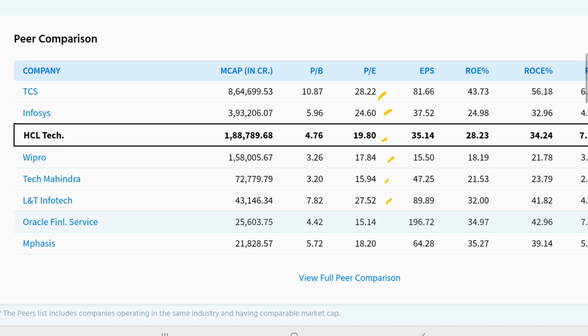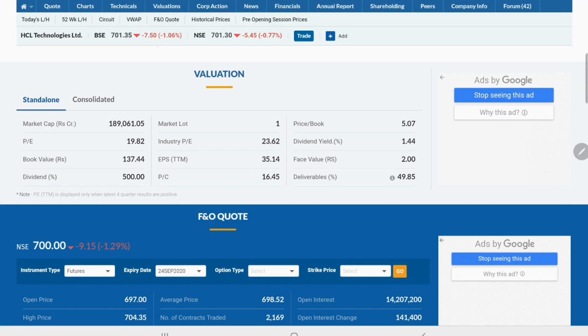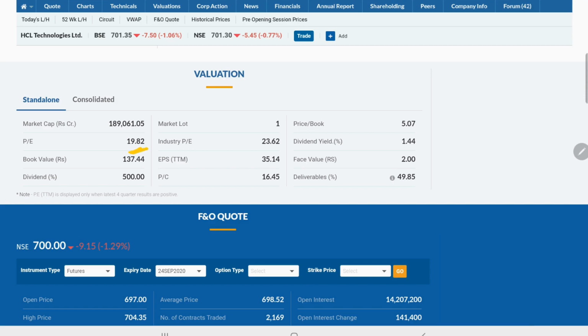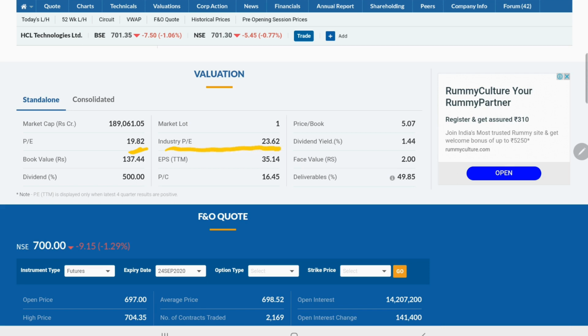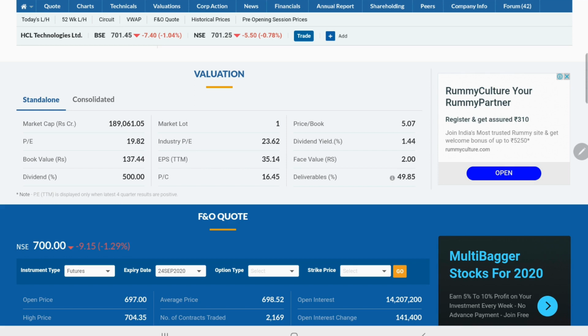Instead of checking one by one for each company, usually what we will do is, since it's an IT sector, we check what the usual industry P by E ratio is. Like we can see an average of how all the companies are performing. What are the average P by E ratios of the IT industry? Let's check that. Here on this screen we can see HCL Technologies' P by E ratio, and at the same time we can see the industry P by E ratio. The industry P by E is near 23.62 and this is 19.82. So on average the industry P by E is 23 and HCL Technologies is trading at a similar price. There is not much difference.